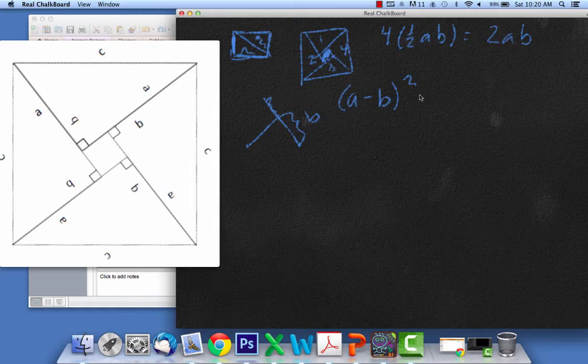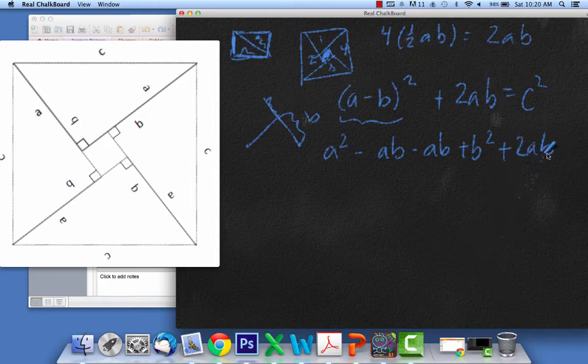So A minus B squared plus the 2AB that we got from those triangles makes the whole, and the whole is C squared because it's a square with C on either side. So if I FOIL this out, I get A squared minus 2AB plus B squared plus 2AB. So that's all C squared. So this stuff all cancels. And this is where you get A squared plus B squared equals C squared.